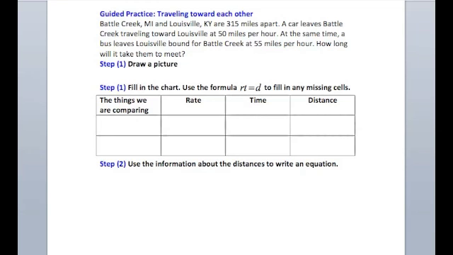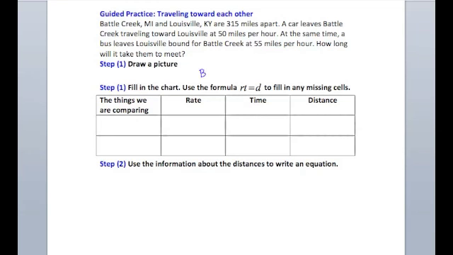Okay, our question here. Battle Creek, Michigan and Louisville, Kentucky are 315 miles apart. A car leaves Battle Creek traveling toward Louisville at 50 miles per hour. At the same time, a bus leaves Louisville bound for Battle Creek at 55 miles an hour. How long will it take them to meet? Well, again, first thing we want to do is draw a picture.